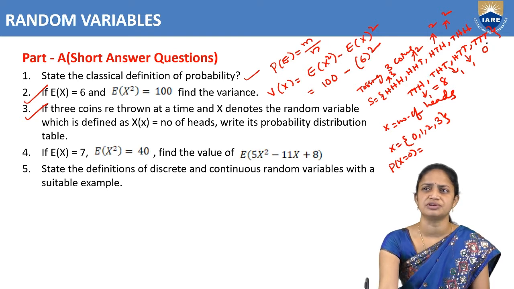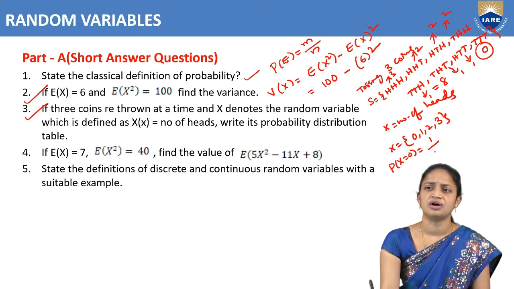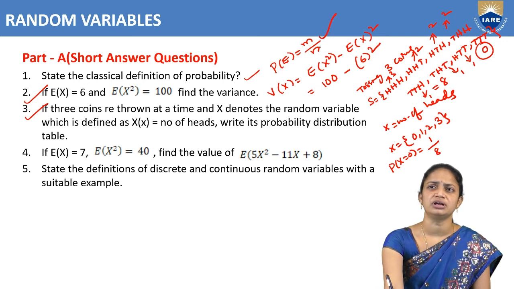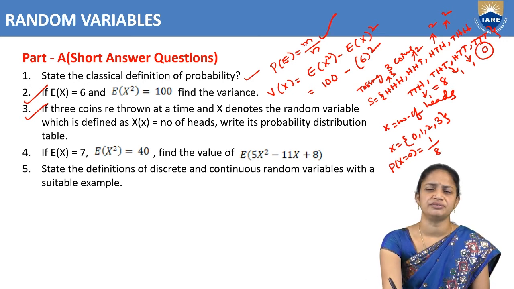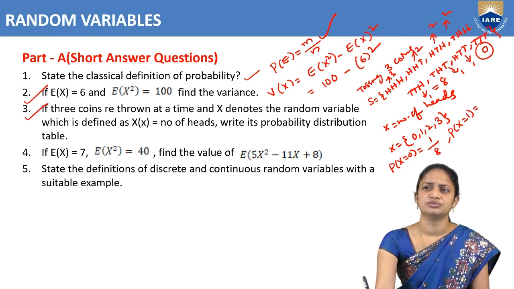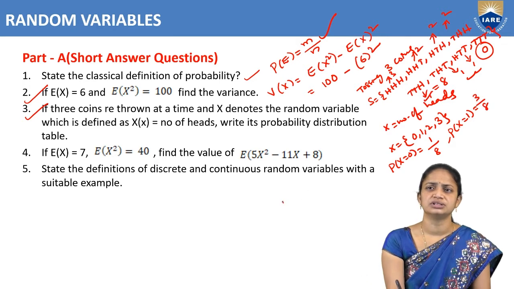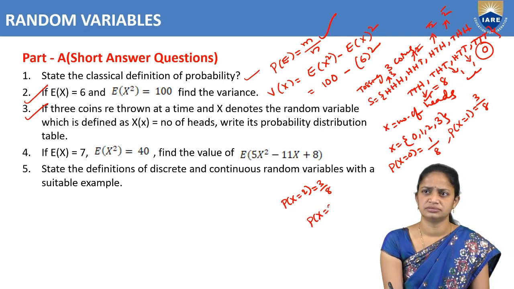For probability of x equal to 0, we have only 1 possibility out of 8. According to our probability definition, probability of an event equals M by N, favorable events divided by total number of events. Like that, P of x equal to 1 has 3 favorable events out of 8. P of x equal to 2 has 3 favorable events out of 8. P of x equal to 3 has only 1 favorable event out of 8.